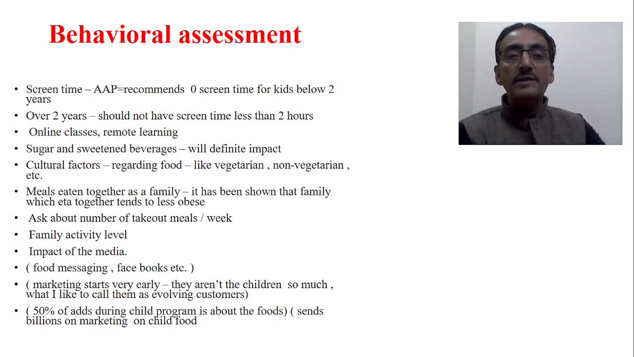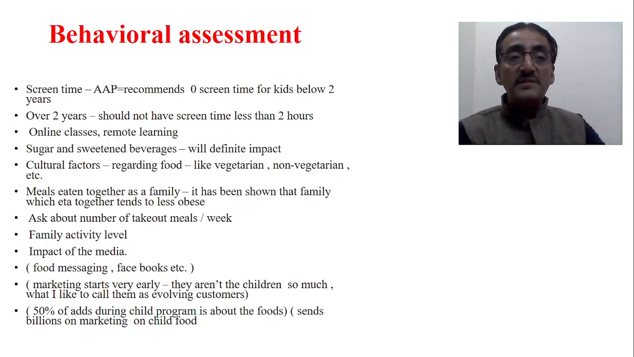So these are some of the cultural factors regarding the food. If you are purely vegetarian, to be frank, the chances of obesity are very less. Whereas with non-vegetarian food, chicken, mutton, and all those things, the chances are always more. Then, meals eaten together as a family. This is another important thing.